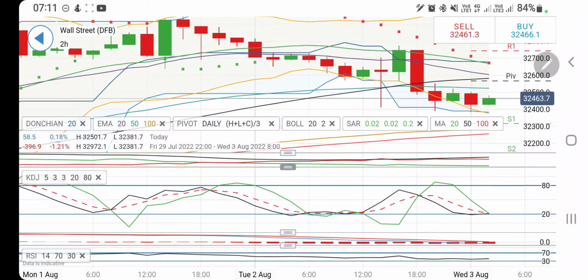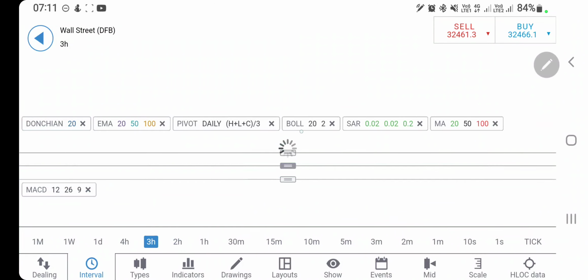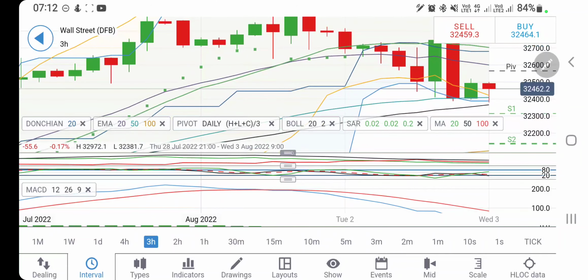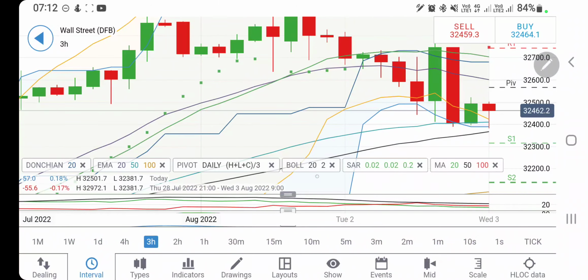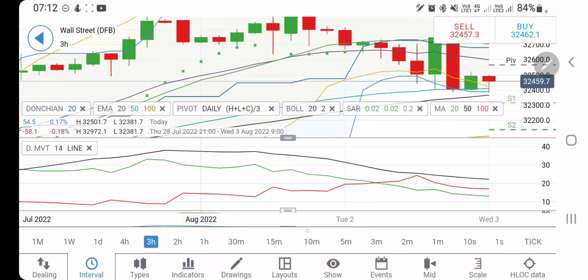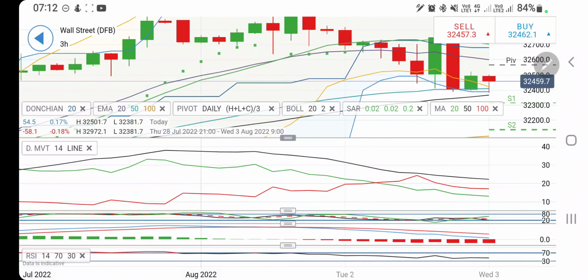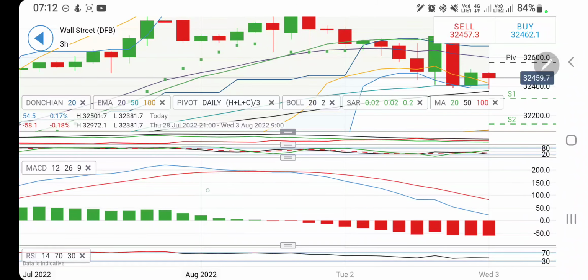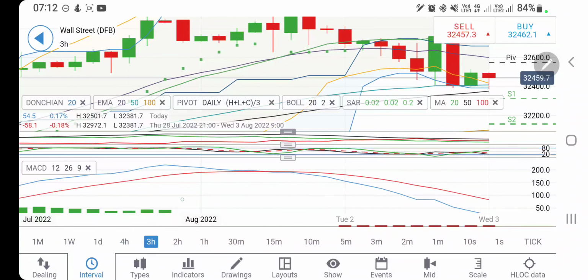Directional movement is bearish. Stochastic is at bottom. MACD is bearish. On the 3 hour charts, similar is the observation. Only long entry is above 32,500, only short entry is below 32,400. Directional movement moderately bearish, stochastic is again coming towards oversold levels. MACD is bearish, RSI is flat.